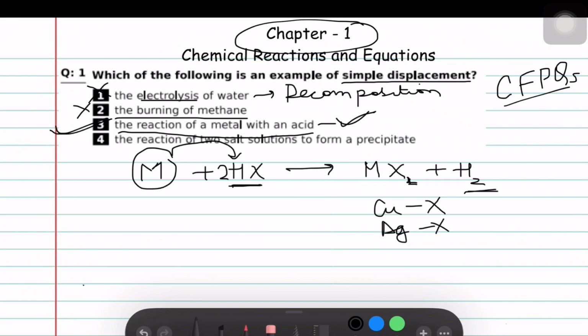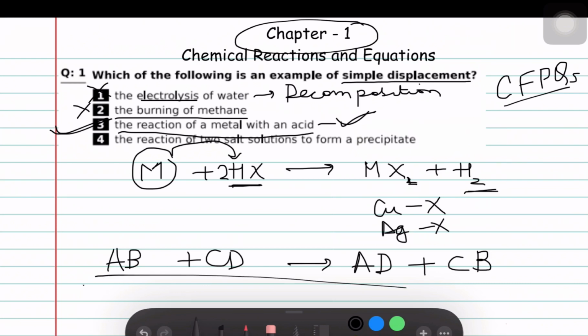But still, let's look at the fourth option. The reaction of two salt solutions to form precipitate, AB plus CD, gives you AD plus CB. This is a double displacement reaction. Here the two salt solutions are exchanging ions. So it's a double displacement, not a single or simple displacement. So our answer is third.